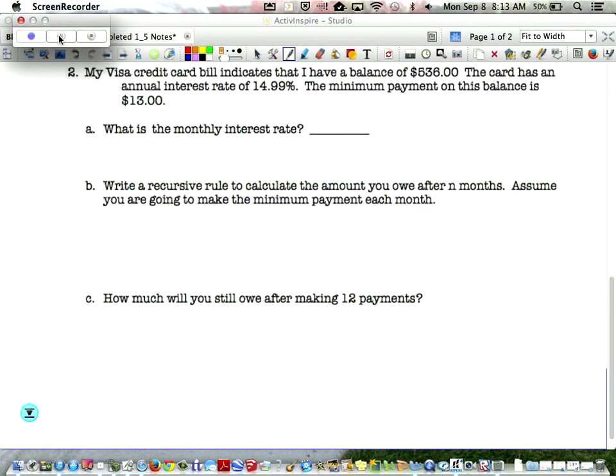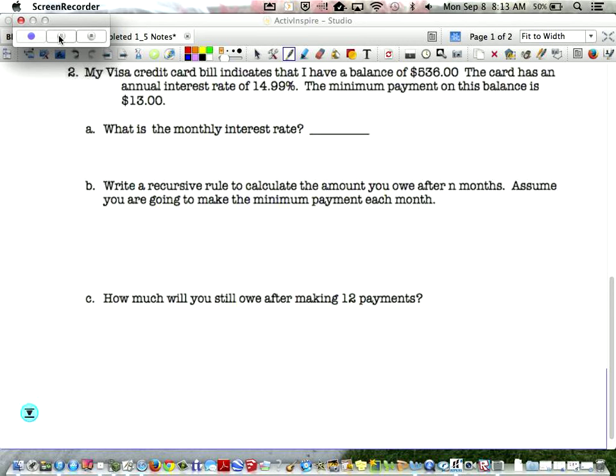So, if a Visa card bill indicates that I have a balance of $536, the card has an annual interest rate of 14.99%, and the minimum payment on this balance is $13, what will the monthly interest rate be? What's the monthly interest rate?